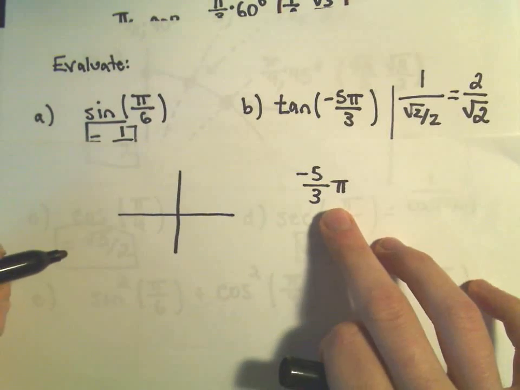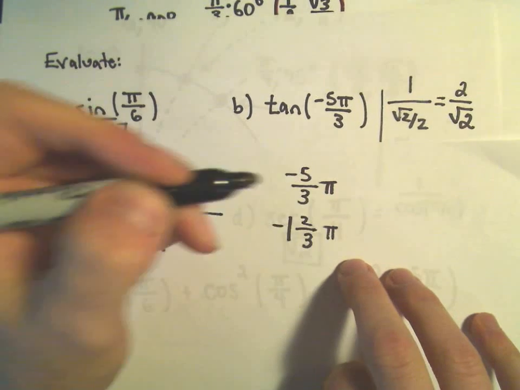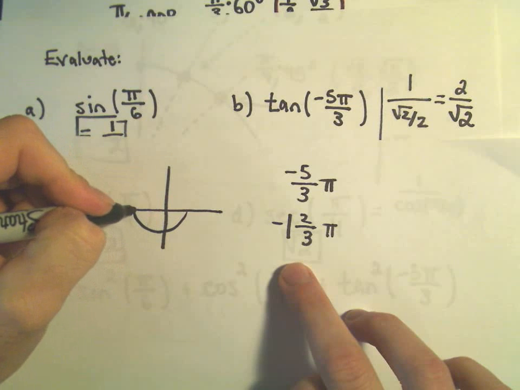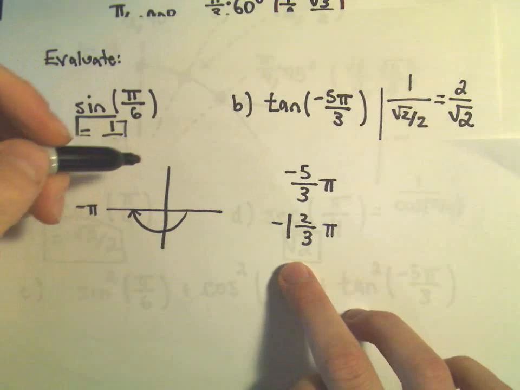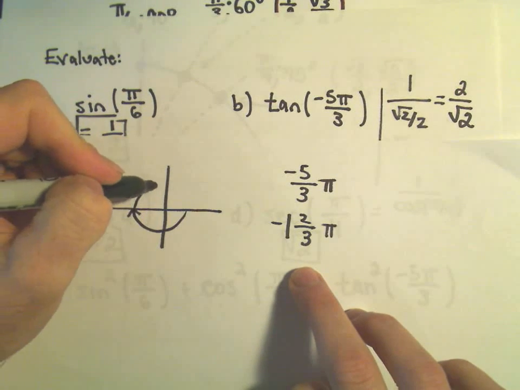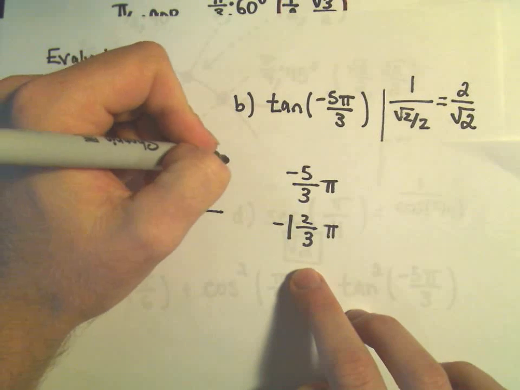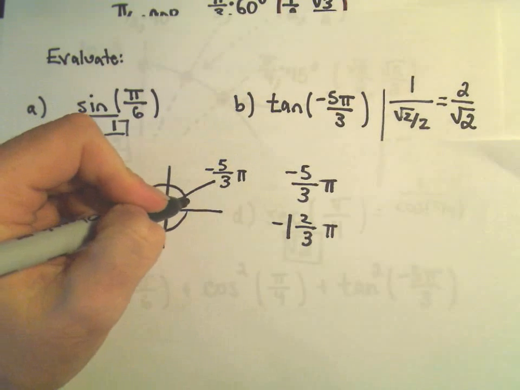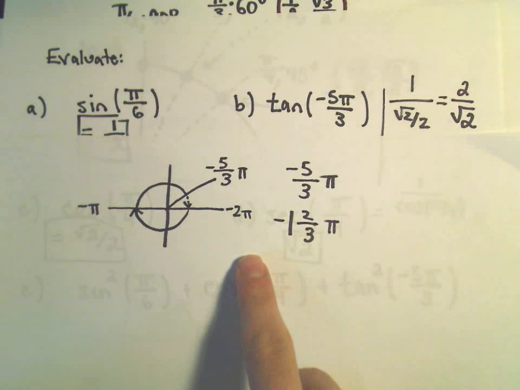Well, I can write negative 5/3 as negative 1 and 2/3, and then our pi is still left over. So if we go negative pi radians, that's going to take us clockwise. We'll be sitting at the negative x-axis. And then we would have to go another negative 2/3 pi around, which is going to take us somewhere into the first quadrant. Okay, so that'll be negative 5/3 pi. Had we gone all the way around, we would be at the angle negative 2 pi radians.